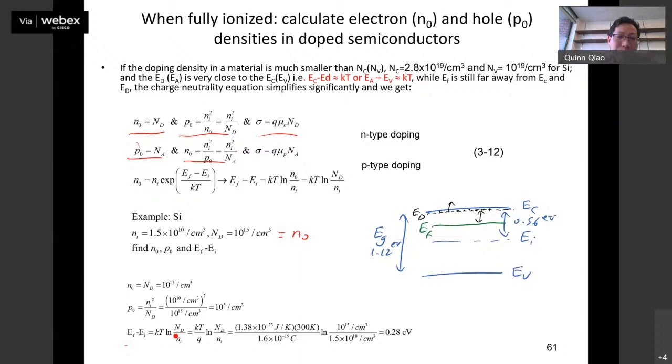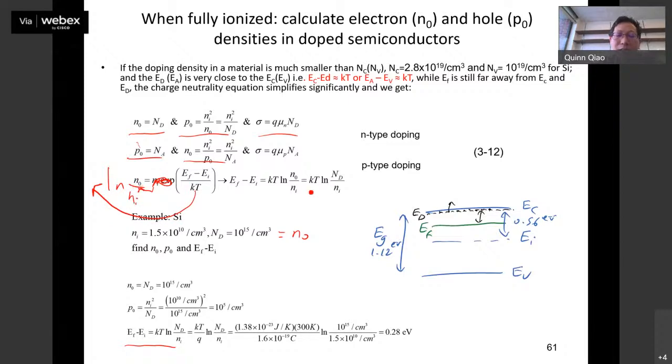You can use this equation. How can you get this equation? You can see here, because n equals ni exponential (EF minus Ei) over kT, right? And then you take log on both sides. You first move this to this side, divide by ni, you get rid of this, n over ni, and then you take log, you get rid of this, EF minus Ei, then you move this to the left side, that's why kT times log n over ni.